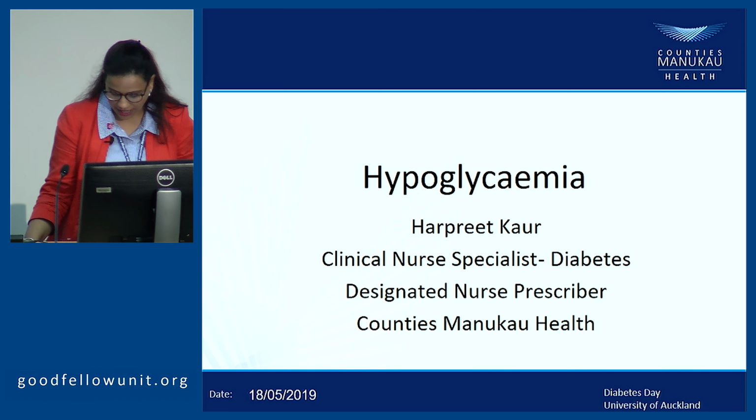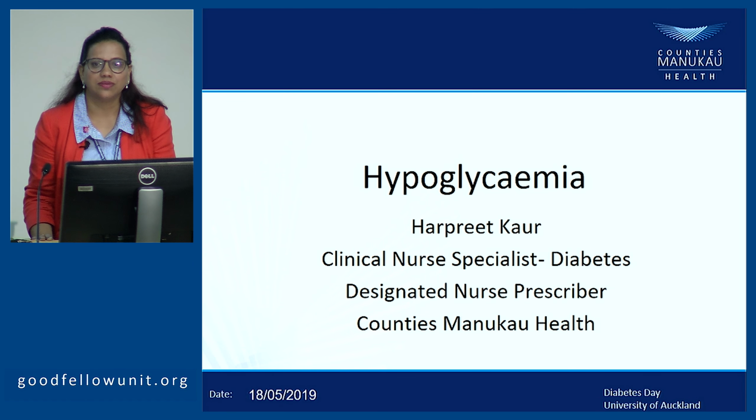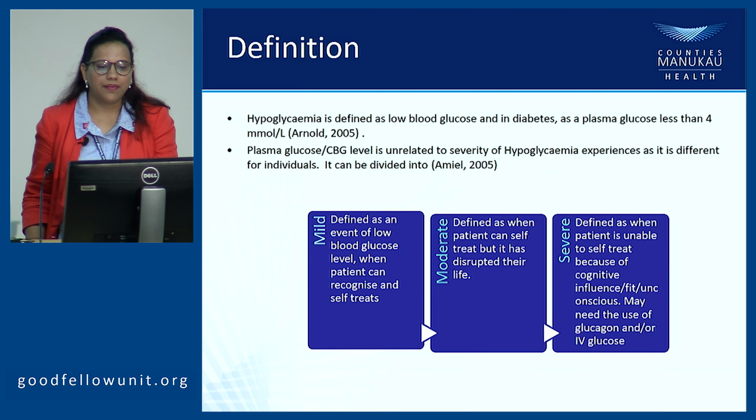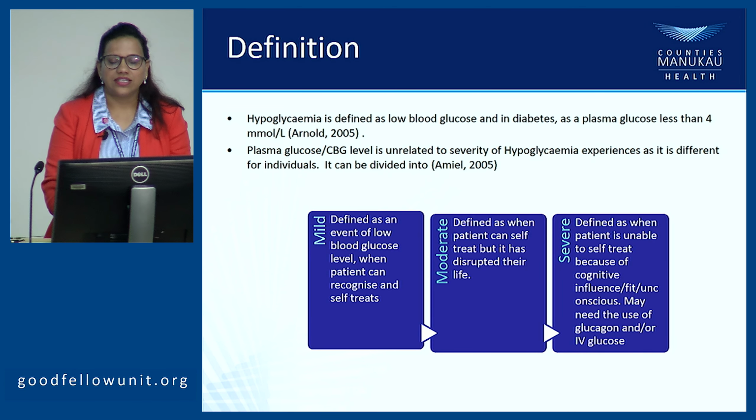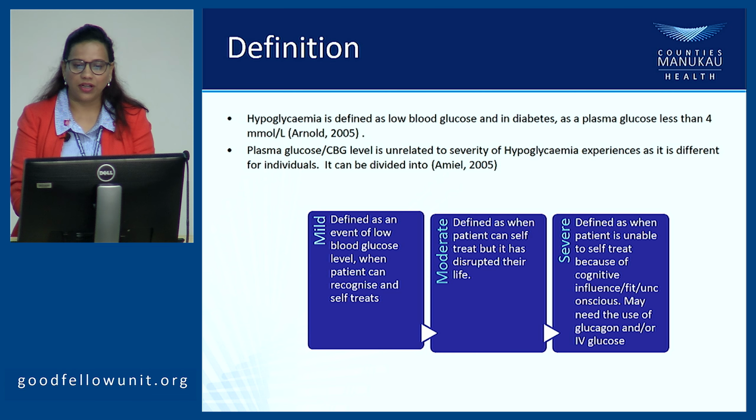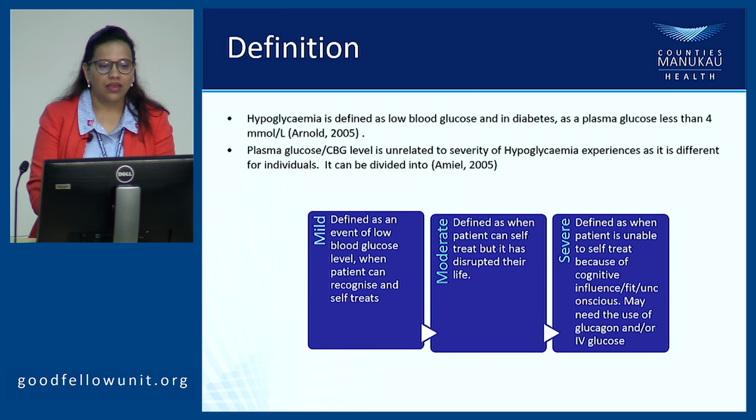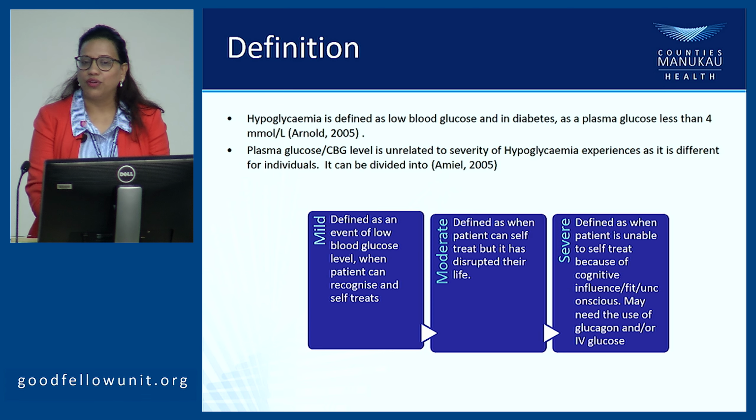The topic I have today is hypoglycemia for patients with diabetes management. Hypoglycemia is defined as low blood glucose levels in diabetes, when the blood glucose levels are below 4 millimole per liter. Plasma glucose levels are unrelated to the severity of hypoglycemia experiences.